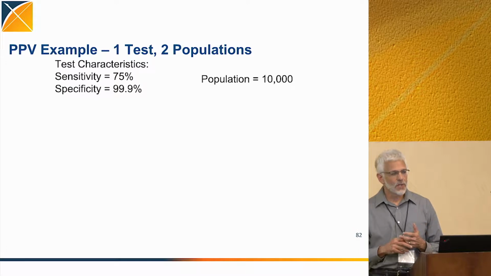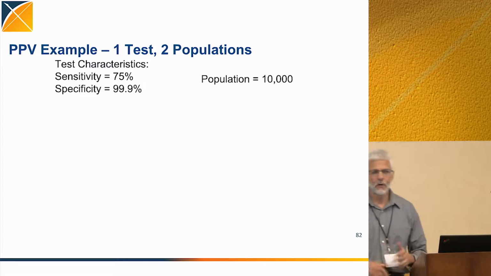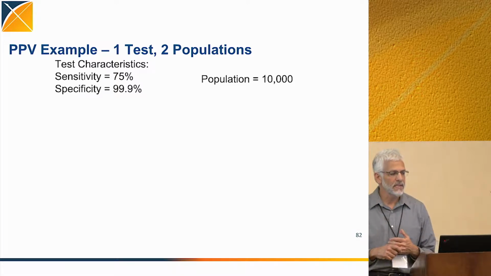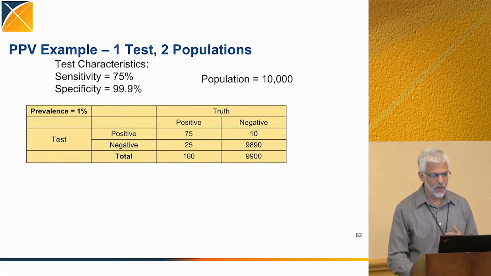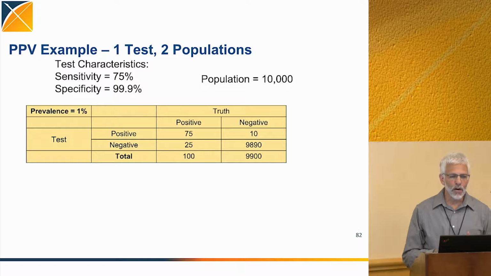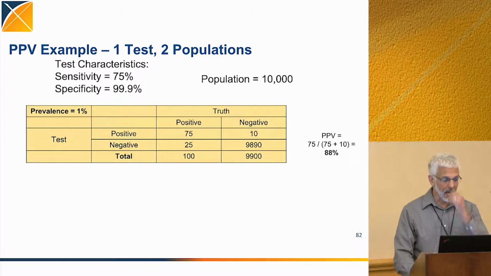And I'll give you some examples of what happens with just looking at PPVs. So this is one test, one algorithm, and looking at two different populations. And we happen to know, through some magical power, that this test has a sensitivity of 75% and a specificity of nearly 99% plus. Let's say we're looking at a population of 10,000 people. If that population had a prevalence of 1%, you would get a PPV of 88%. So with that one test and a prevalence of 1%.